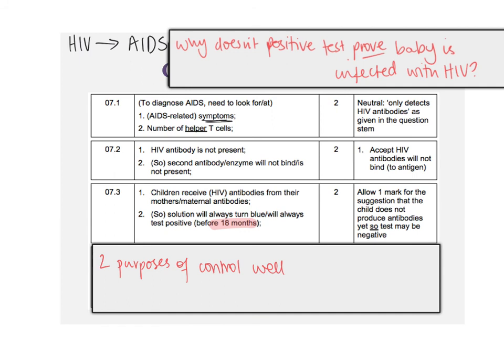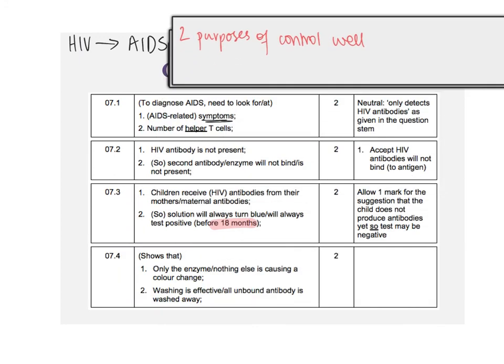And finally, the last question, what are the 2 purposes of the control well? You can show that we've only got the enzyme or nothing else causing the colour change, because if we're putting a saline solution in there, then that's not going to have any antibodies in, and that means that there's going to be no enzymes to bind to that antibody in the first place, and that washing away all of the solution is effective. Okay, so we have to rinse the plate a couple of times, don't we, to see the test results nice and clearly.